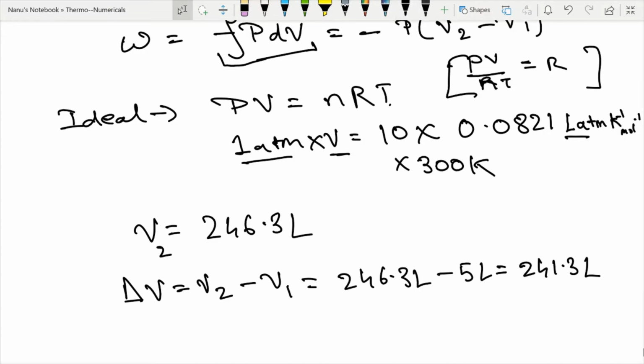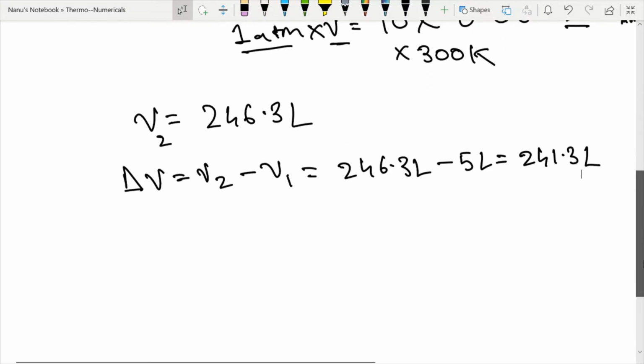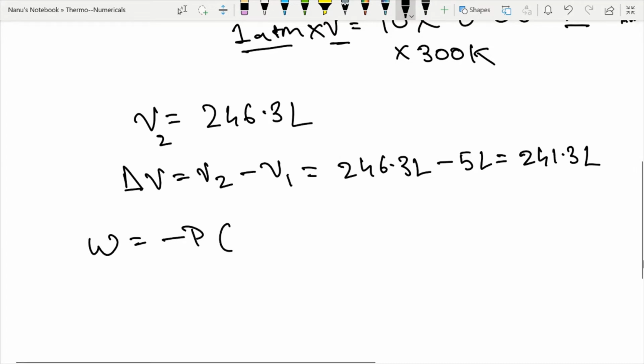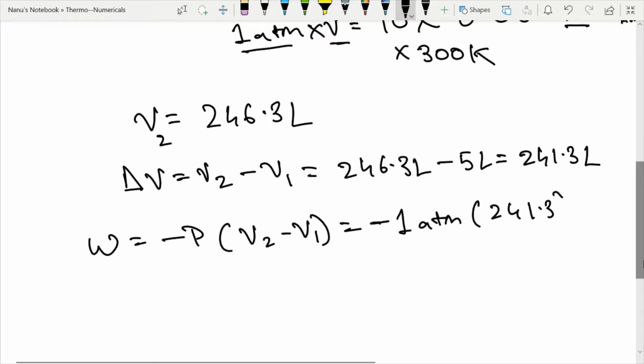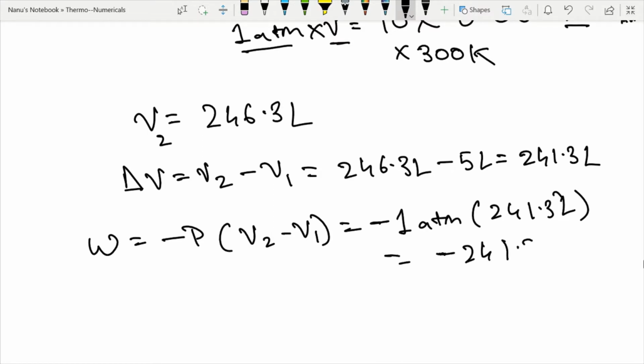So we know del V. What do we need to find? The work. We can easily find the work right now, because the pressure was constant. Work will be minus P times V2 minus V1. Our pressure was 1 atmosphere, and our work will be in liter atmosphere. This is 241.3 liters, and the answer we get is minus 241.3 liter atmosphere, right?